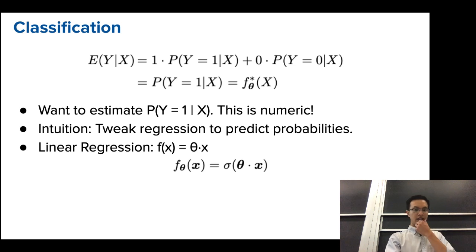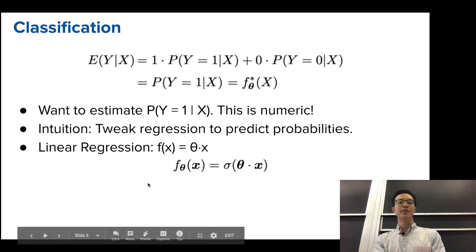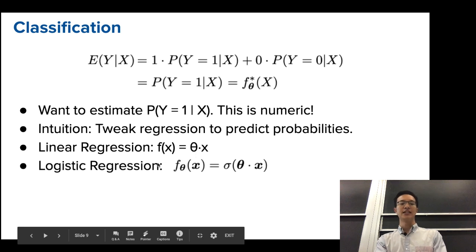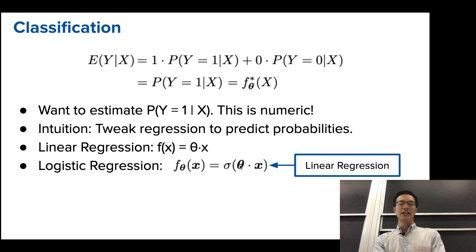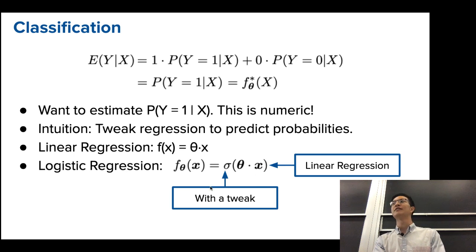So in linear regression, we have this model, which is f of x equal to theta dot x. And in logistic regression, we have a similar model, but we'll tweak it a bit with this function that we call sigma, or the sigmoid function. So it looks a lot like linear regression. This part right here is exactly the same as linear regression, but we have a small tweak. So let me give you some intuition for this particular function.